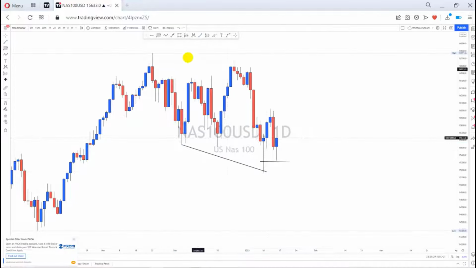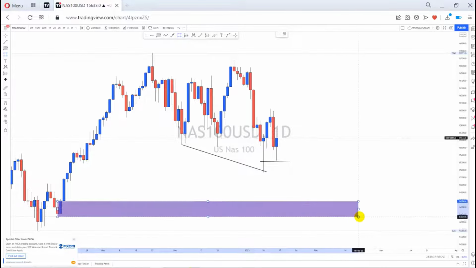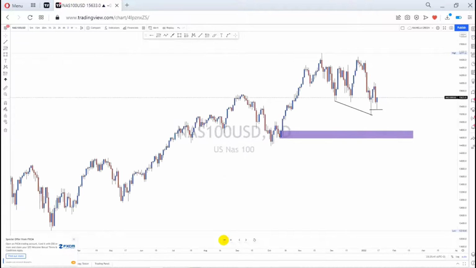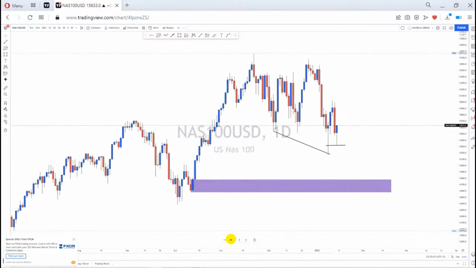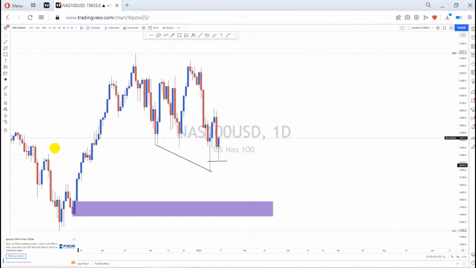For me, I'm looking at this level here. Let me mark the demand zone, maybe this one here. From here, I will start to look for a buy. But I won't be focusing on this one for now. As I'm still looking for sells, I'll be focusing on this supply here, which is this one here.